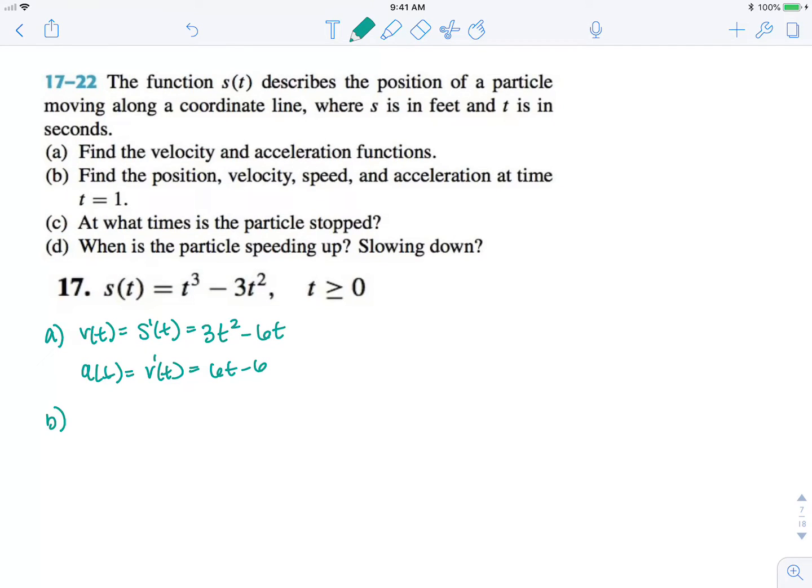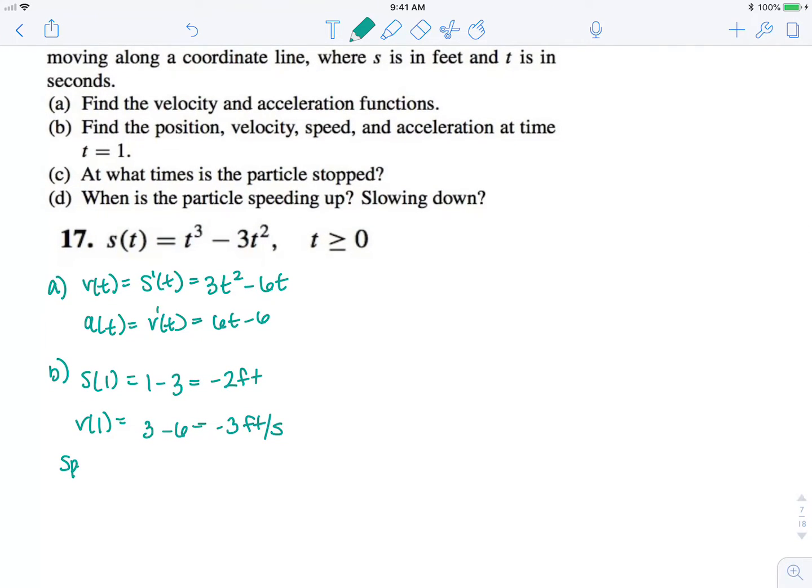So now we want to find the position, velocity, speed, and acceleration at time equals 1. So s of 1 is 1 minus 3, which is negative 2 feet. That's the position at t equals 1. V of 1 is 3 minus 6, which is negative 3 feet per second.